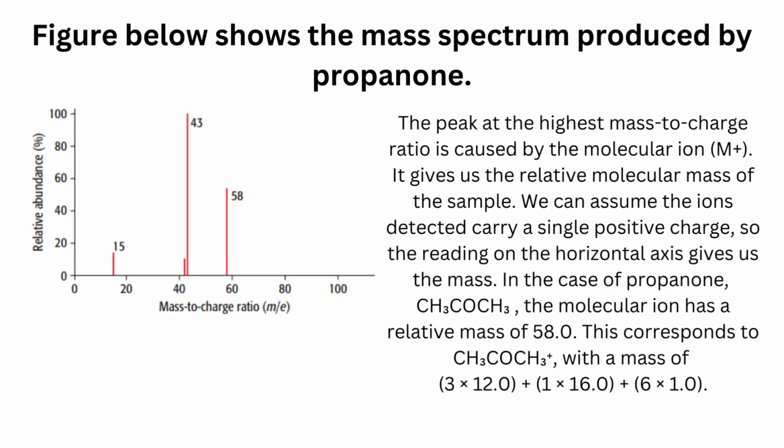Figure below shows the mass spectrum produced by propanone. The peak at the highest mass to charge ratio is caused by the molecular ion. It gives us the relative molecular mass of the sample. We can assume the ions detected carry a single positive charge, so the reading on the horizontal axis gives us the mass. In the case of propanone, CH3COCH3, the molecular ion has a relative mass of 58. This corresponds to CH3COCH3+ with a mass of 3 times 12 plus 1 times 16 plus 6 times 1.